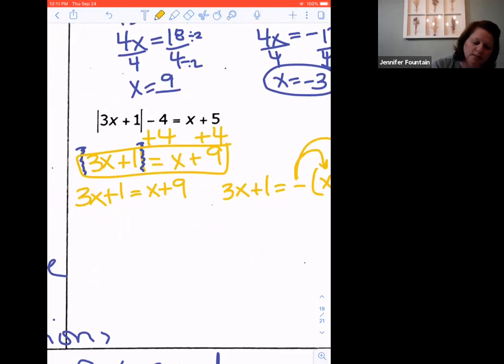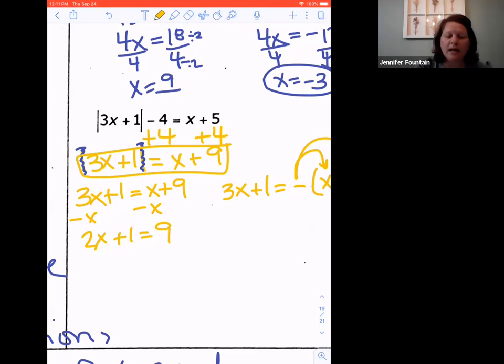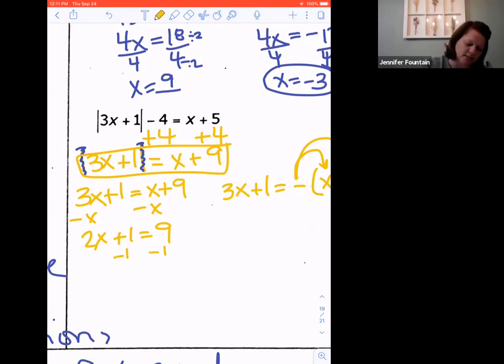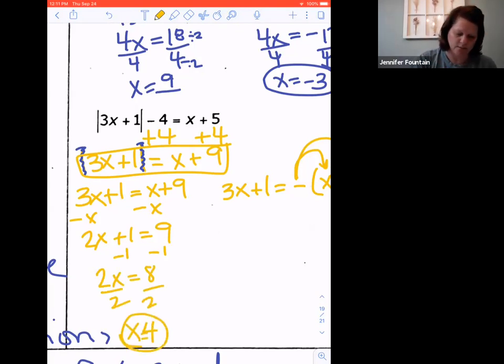So now we'll go back over to the left-hand side, and we'll solve this one. So I need to subtract x from each side, so my x's are on the left-hand side. So 3x minus x is 2x, so I have 2x plus 1 equals 9. You good with that so far? Okay. Now what am I going to do? Subtract 1 from 9, that makes it 8. Good. 8 over 2 is 4. Good. x equals 4. Okay, there's my first one.